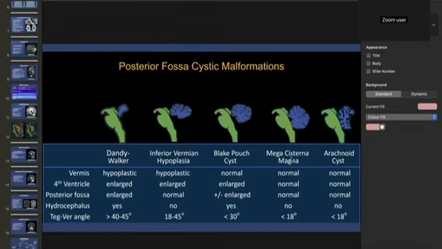In the megacisterna magna and arachnoid cyst, the tegmentovermian angle is less than 18 degrees. In Blake's pouch, it is more than 30 degrees. In Dandy-Walker malformation, the angle is around 40 to 45 degrees.